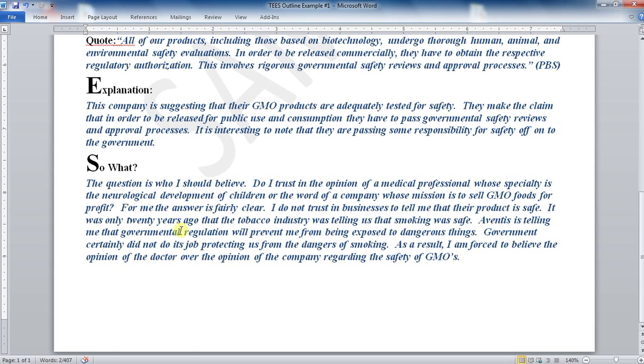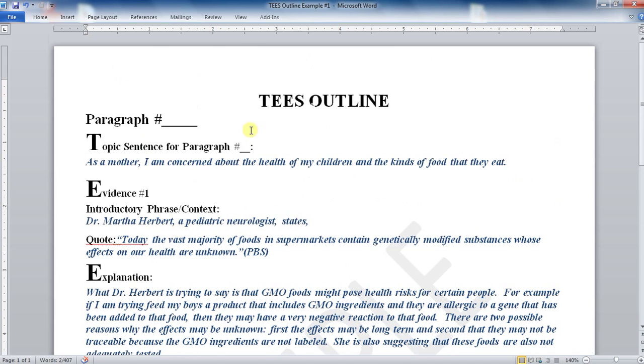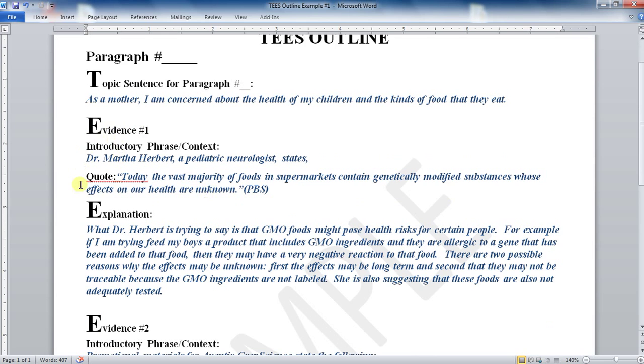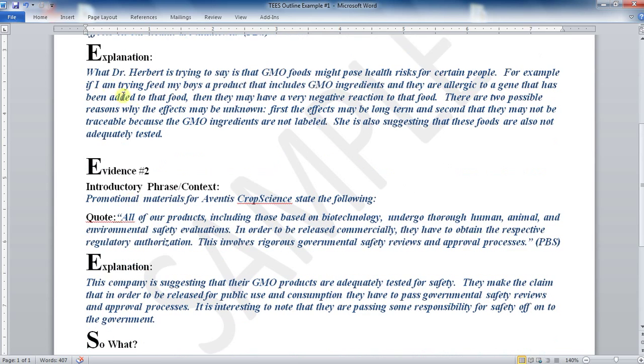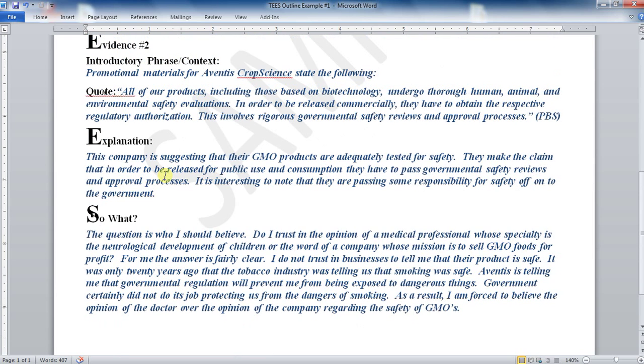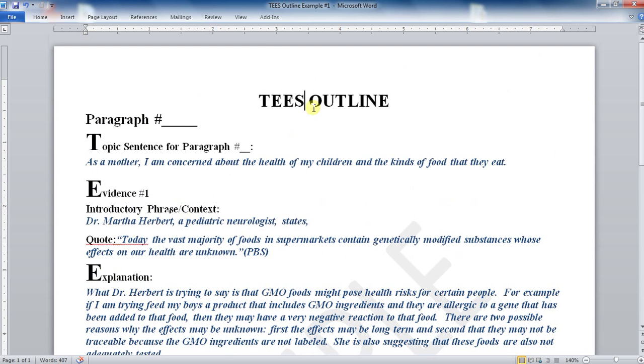So that's my synthesis. So again, to review, the TEES stands for topic sentence, evidence, explanation, so what. And this tool makes it so that you always have the four pieces that your body paragraph should have. The idea for that whole paragraph, the specific details that are supporting your main idea, your explanation of those details, and then your synthesis of those details. So that is the explanation for the TEES outline.